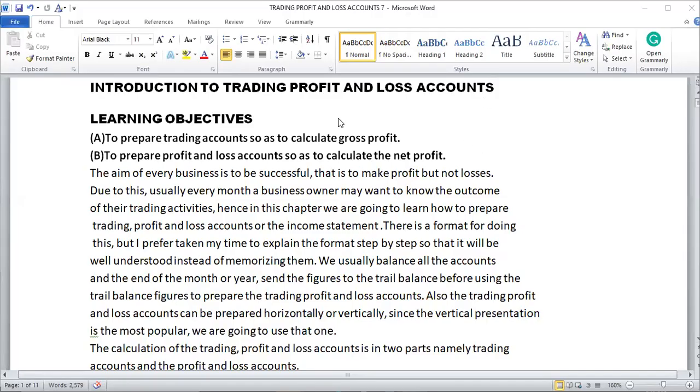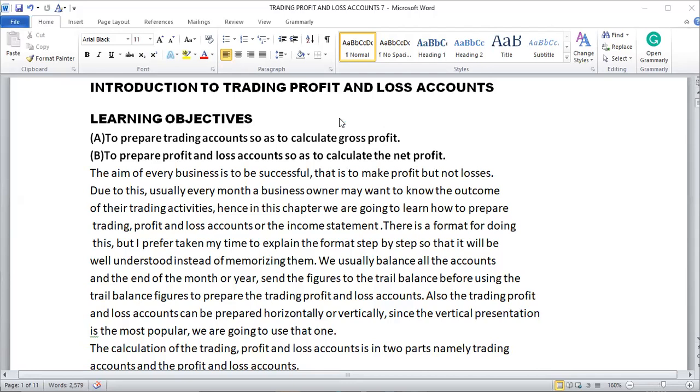I also teach accounting. Today, the subject we are going to learn is trading profit and loss account. I don't want to waste your time. Let us get into the video. I've prepared these simple notes for us to go through gradually so that at the end of the day, you will be able to understand trading profit and loss account.